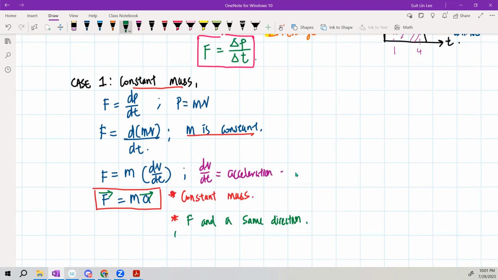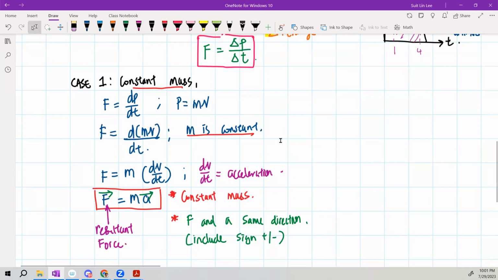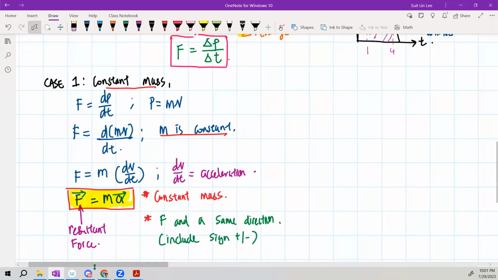And also a reminder here, since they are both vectors, always remember to include sign, your plus or your minus sign. Okay. And another thing about this equation is this F is a resultant force. So obviously we'll be using this equation later, but just a heads up. Okay. This is constant mass, first case. Second case, mass not constant.